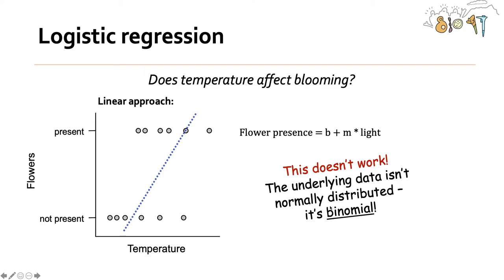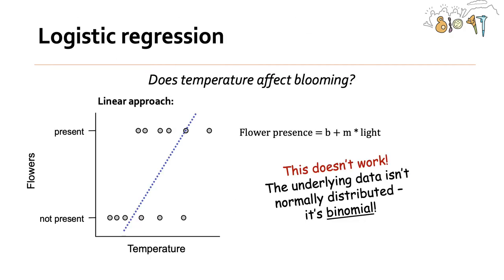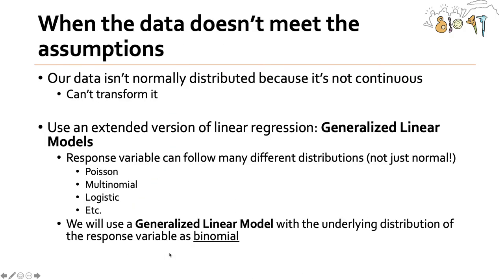Because the underlying data isn't normally distributed. Right? This is not normally distributed because you only have two choices, flowers present or flowers absent. It's binomial. So what do you do when the data doesn't meet the assumptions of using a linear regression? Or it's obvious that you aren't using an ANOVA because your X is not categorical. Well, we can't transform it to make it normally distributed because it's not continuous. So what we need to do is use an extended version of linear regression called generalized linear models.